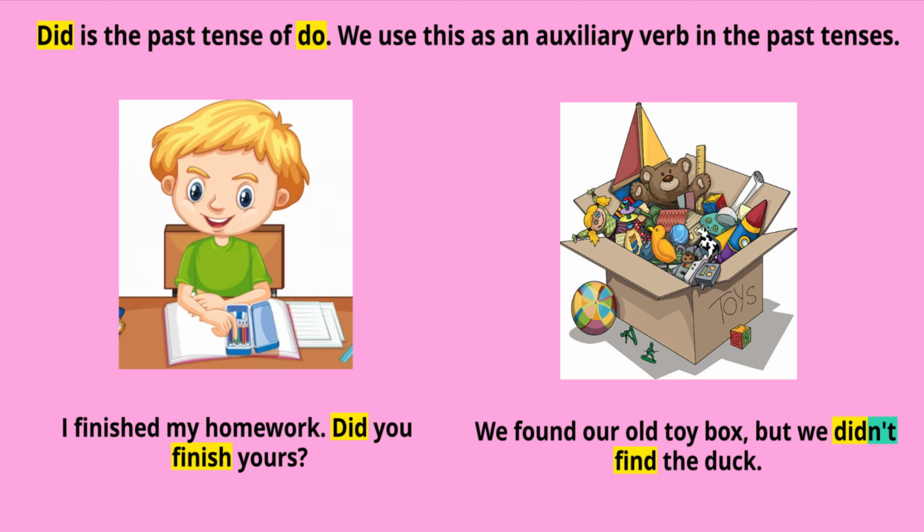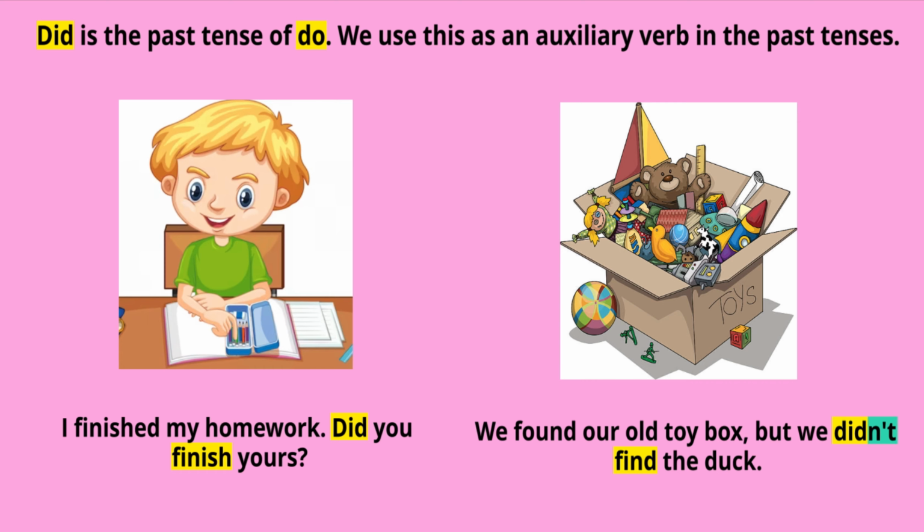Did is the past tense of do. We use this as an auxiliary verb in the past tenses. In the first image, you see a boy doing his homework. I finished my homework. Did you finish yours? So here, did is an auxiliary verb and it is used in the past tense and finish is the main verb.